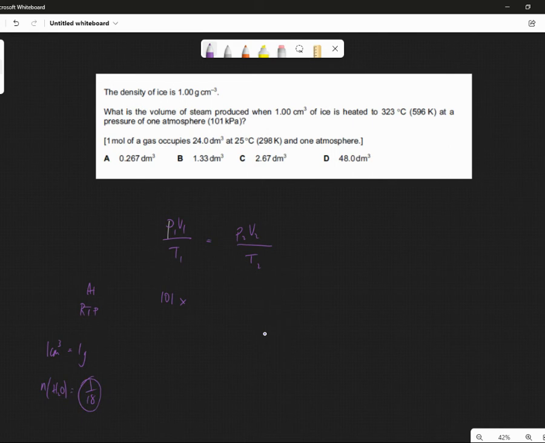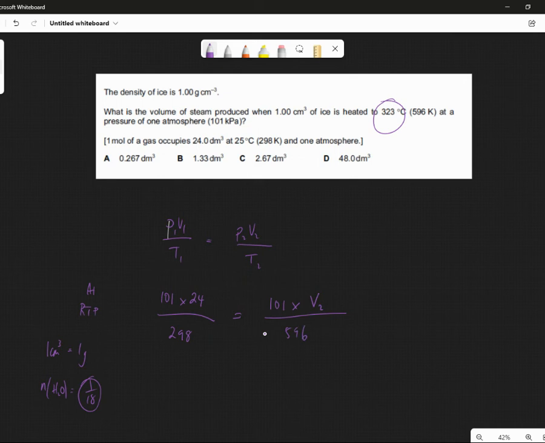Okay. Now, let's do 1 mole. So 101 pressure times 24, divided by T1, and T1 is room temperature and pressure, which is 298, equals P2. All right, so what's the volume when it's heated to that? The pressure doesn't change, so it's 101 times V2 over T2. T2 is 596K.